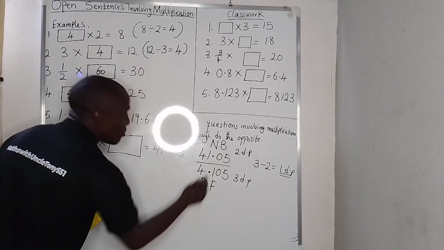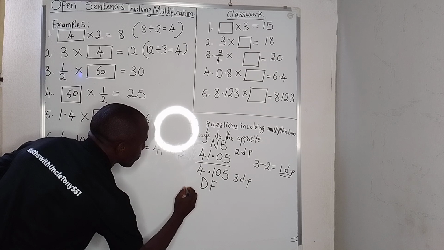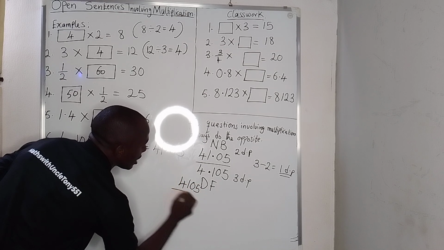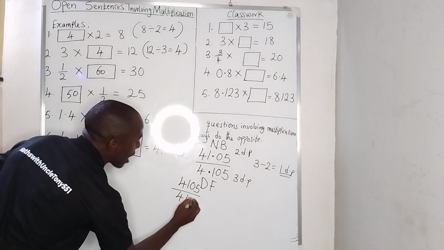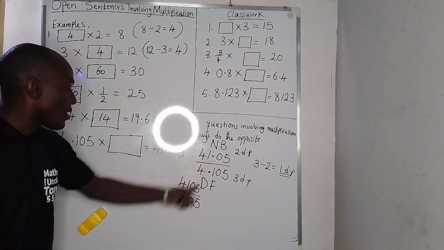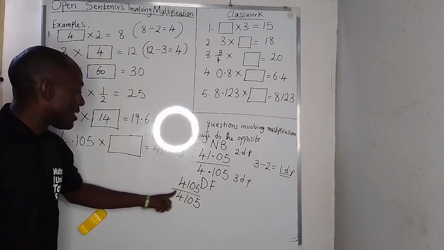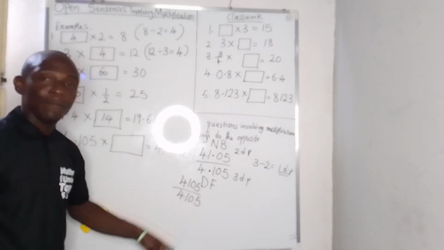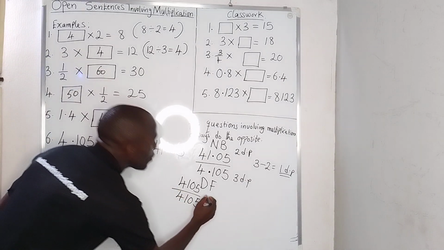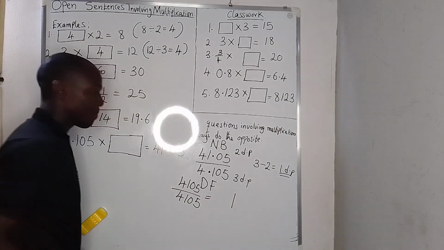Now, let's divide. Let's remove the decimal point. We now have 4105 divided by 4105. They are the same thing. 4105 divided by 4105 is obviously equal to 1.